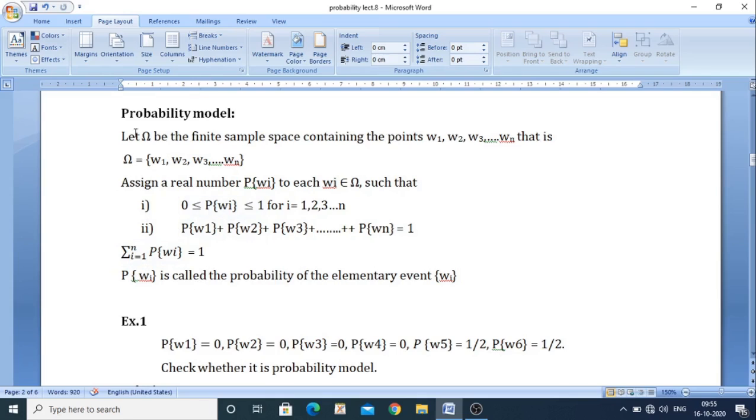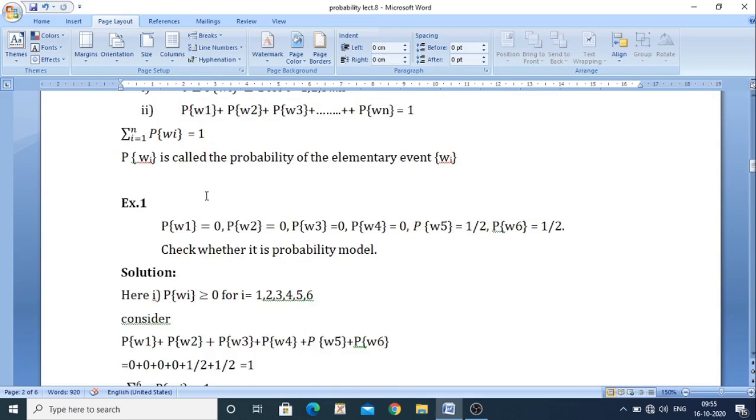So the sum of all the probabilities of omega is always equal to 1, and probability always lies between 0 and 1, the individual probability or the probability of an event also. Now when you want to check whether the given is a probability model or not, you will always check the first condition, that probability of every element lies between 0 and 1, and second, the sum of all the probabilities must be equal to 1. If the first condition itself fails, then no need to check the second condition.